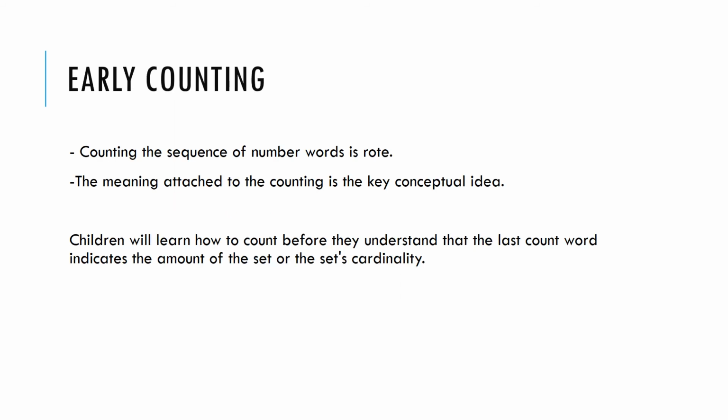So early counting, basically, is counting the sequence of number words as rote. I told you that earlier. They can just say any number going up, but don't necessarily understand the value. Because the meaning attached to the counting is the conceptual idea. So children learn how to count before they understand that the last count word they say indicates the amount. So if I have 6 objects, I'm going to count 1, 2, 3, 4, 5, 6, touching each one, and the last number I say indicates how many is in that set.